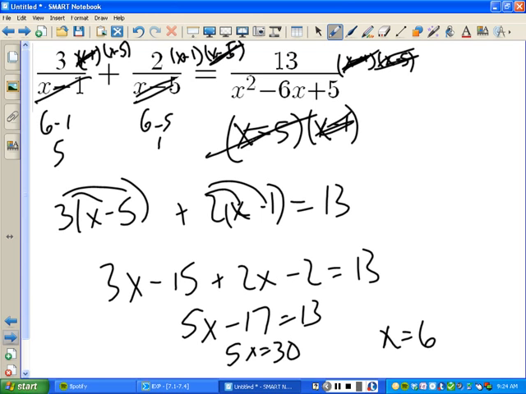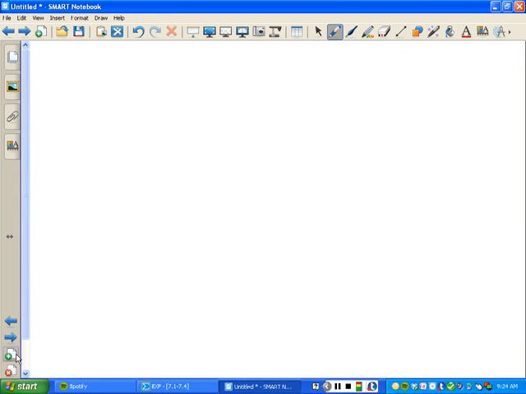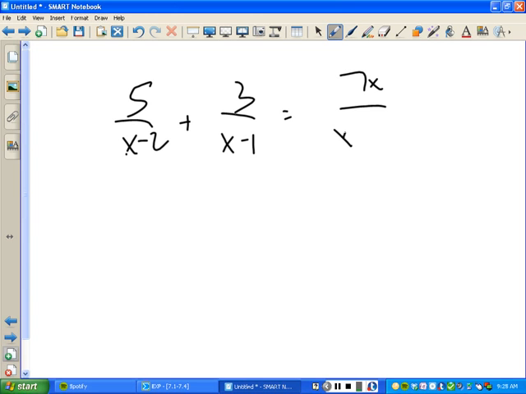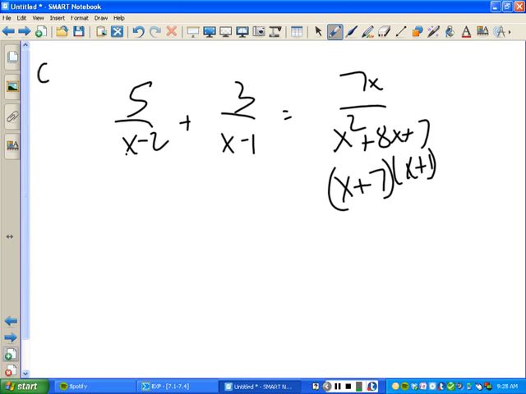The question that he asked, and it's a very good question. If you have a problem like this, where you say, 5 over x minus 2 plus 3 over x minus 1 equals 7x over x squared plus 8x plus 7. When you factor this, x plus 7, x plus 1, your common denominator is x minus 2, x minus 1, x plus 7, x plus 1. Your life just got a hell of a lot worse.